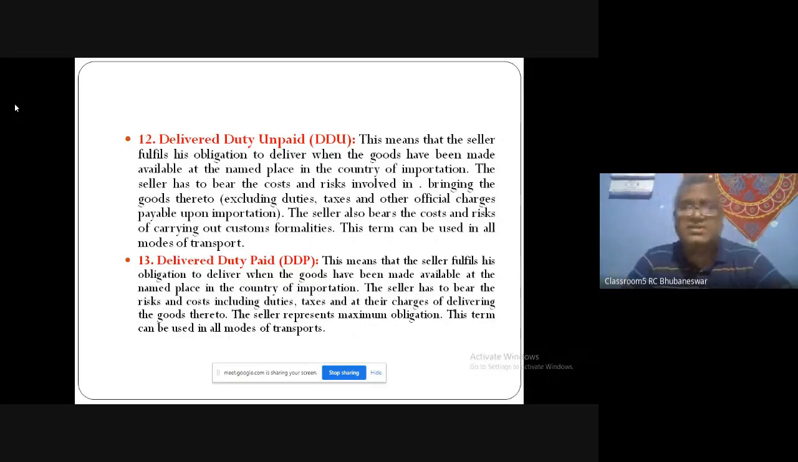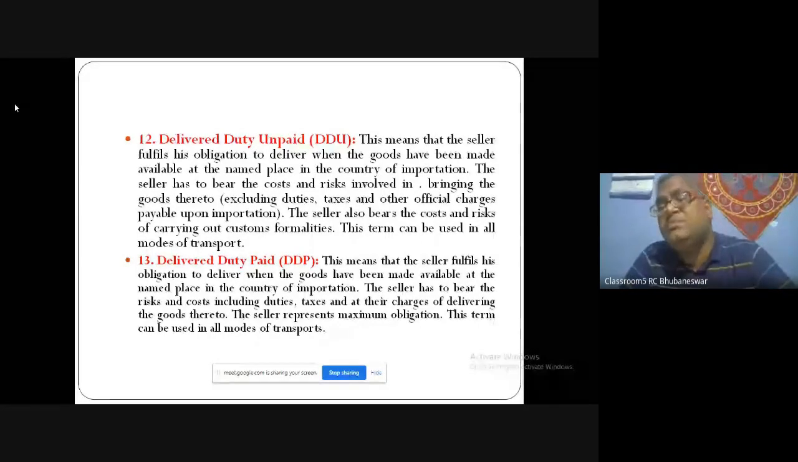There are also some points related to what is delivered duty unpaid. It means the seller fulfills obligations for the buyer for the importation, and any cost or risk is borne. The seller bears all cost, risk or any customs formality. It is related to customs formalities. Customs duty can be paid, like duties, taxes, office charges, which are payable on importation, and that is called delivery duty unpaid.